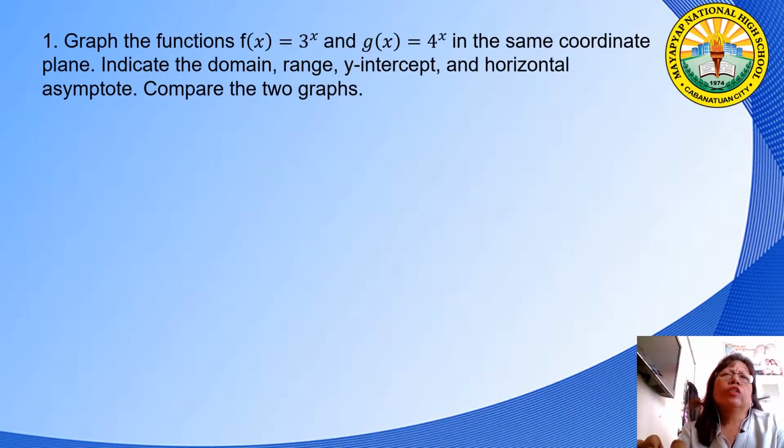Okay, let us compare the behavior of the graph given the function f of x equals 3 raised to x and g of x equals 4 raised to x. So in the same coordinate plane, let's plot the points and observe the graph. Then indicate the domain, range, y-intercept, and horizontal asymptote.